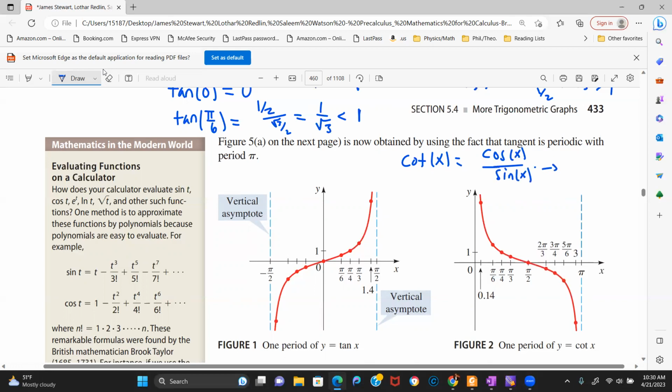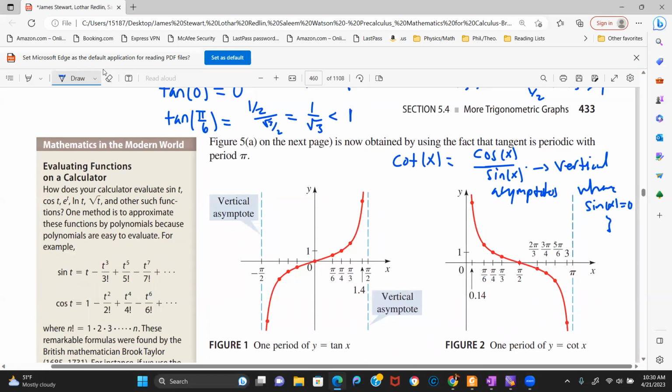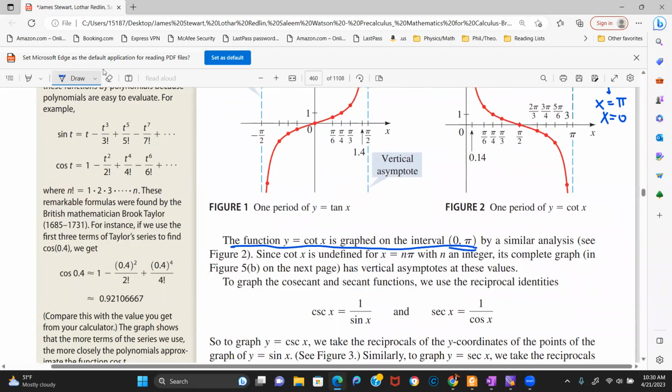And you're going to have vertical asymptotes where sine of x equals 0. For example, it is 0 at x equals pi. So you need to graph the cotangent over an interval of length pi, and there's an asymptote at x equals pi, also x equals 0. So it makes sense to just graph it over the interval 0 to pi, like we did right here.